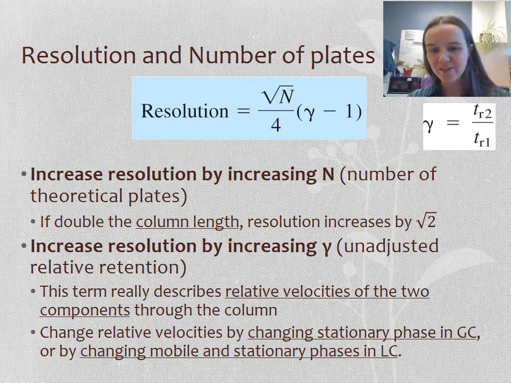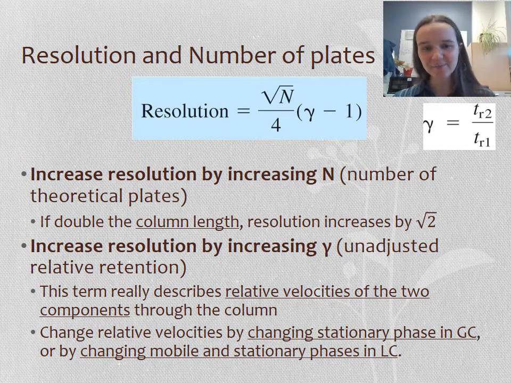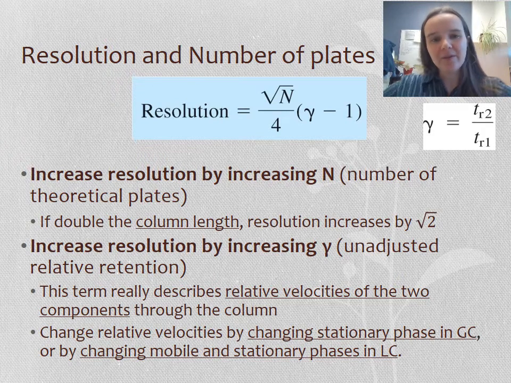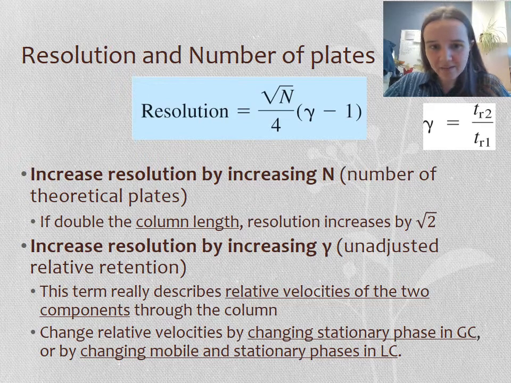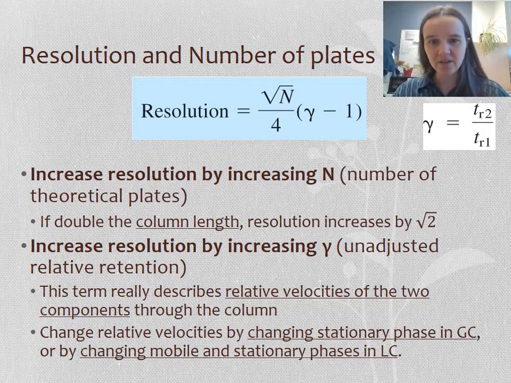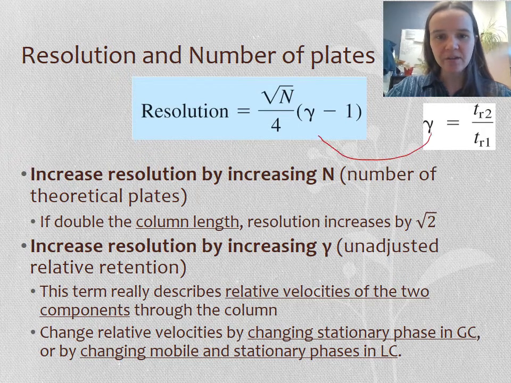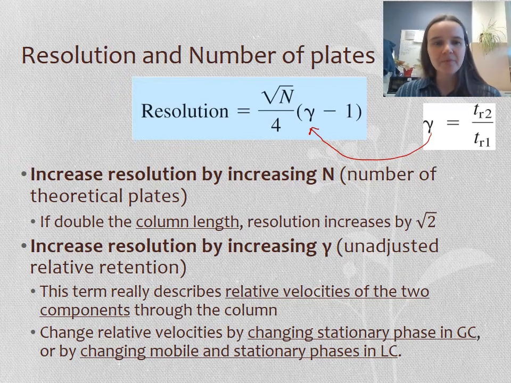Now, you might have guessed that resolution is related to this, because if you have more theoretical plates, you have skinnier peaks, less diffusion, and better resolution. So here's that. Resolution is square root of N over 4 times gamma minus 1. And remember, gamma is that relative retention, the retention time of the second peak over the retention time of the first peak. So that's the little white box over there. If you're trying to use this formula, you have to make sure that you're calculating gamma and putting it in, okay? So you can increase the resolution of your chromatography experiment by increasing the number of theoretical plates.